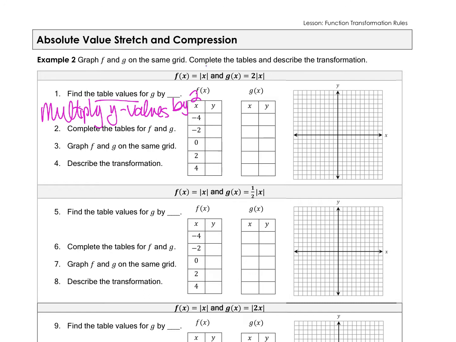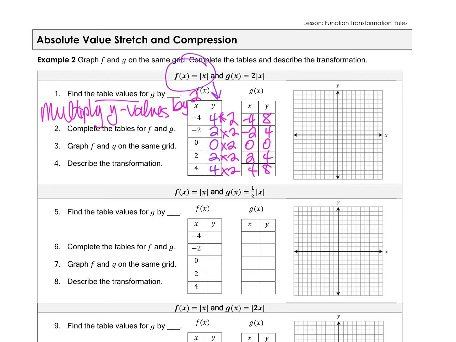So my parent function is staying the same, 4, 2, 0, 2, 4. And then we're multiplying the y values. So we're keeping the x values the same. They stay the same. And then to get my y values, we're multiplying my original y's by 2. So that's going to be an 8 now. That's going to be a 4. That's going to stay at 0, 4, and 8.